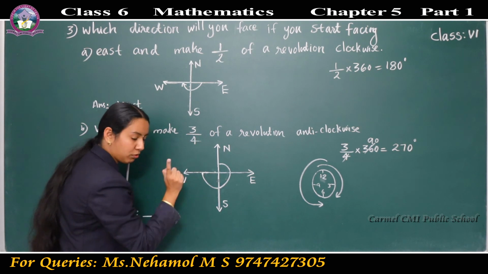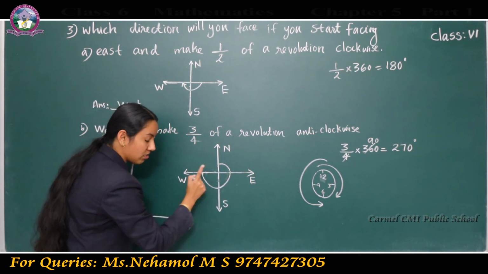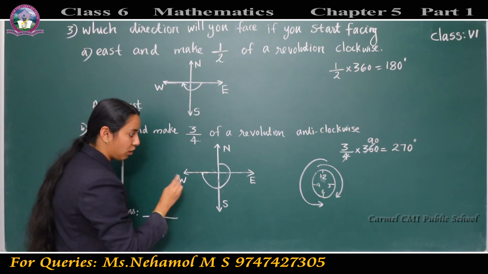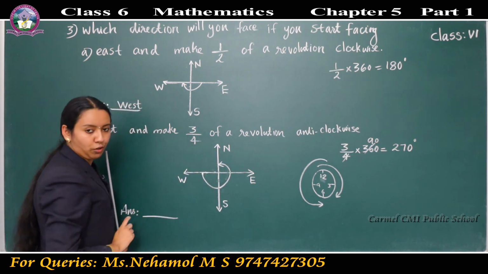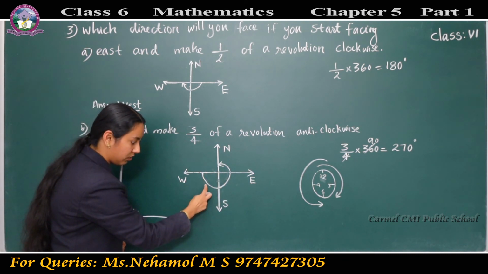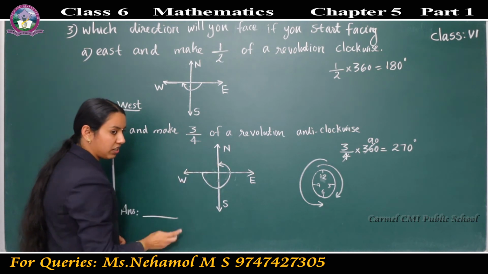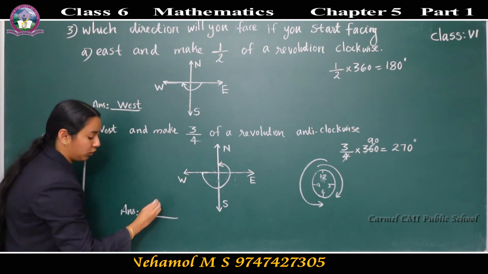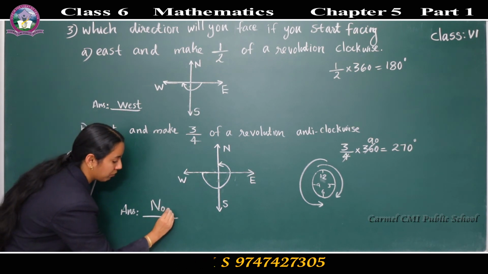West to south, 1 right angle, south to east, 1 right angle, east to north, 1 right angle. So now we will face north. 3 right angles are here: 1, 2, 3. We start at the west and make 3/4 of a revolution anti-clockwise and now we are facing north. So the answer is north.